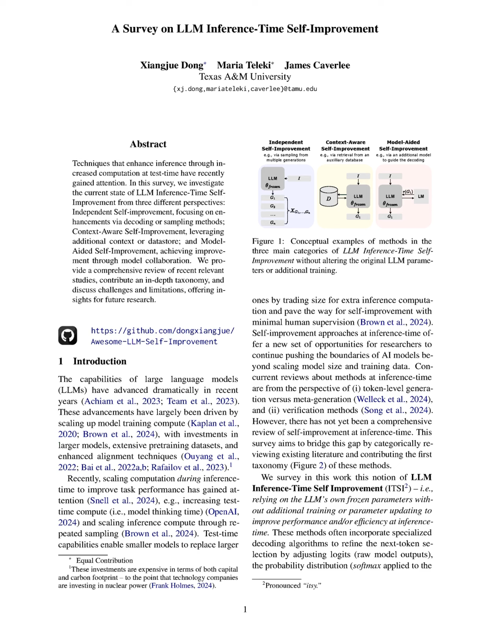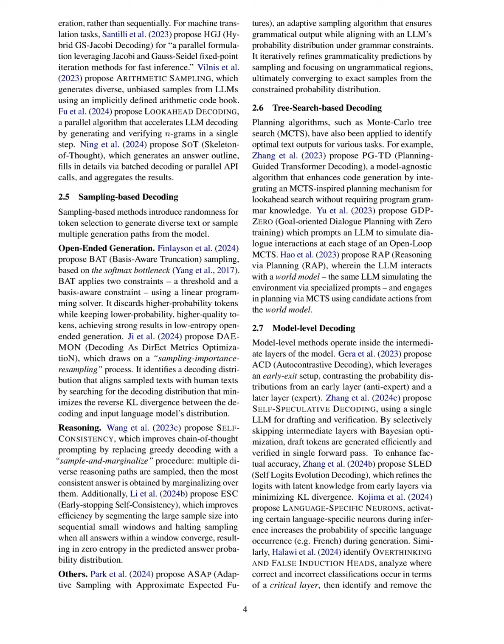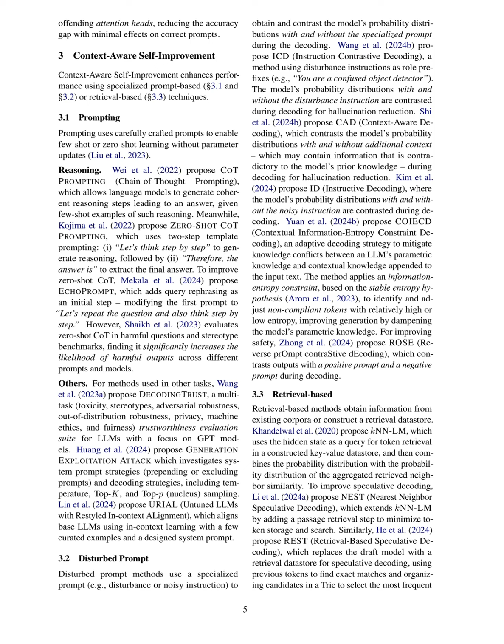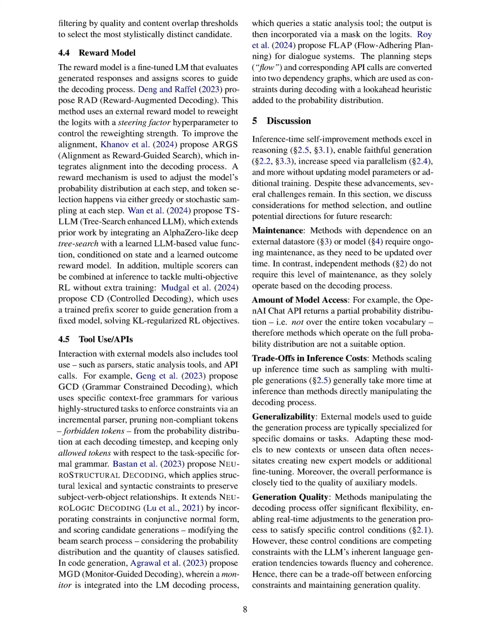In independent self-improvement, techniques such as constrained decoding and sampling multiple candidate generations are employed to refine output. Context-aware self-improvement leverages crafted prompts like chain-of-thought prompting to facilitate reasoning, while retrieval-based methods enhance the model's context. Lastly, model-aided self-improvement utilizes external models, such as expert or anti-expert models, to adjust logits or provide additional guidance during decoding. Each category contributes uniquely to improving the model's output quality, efficiency, and adaptability in various tasks.